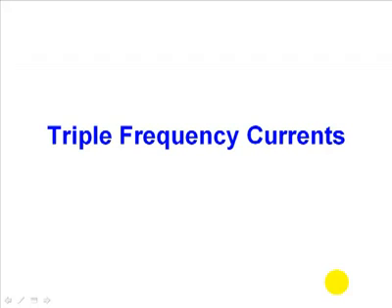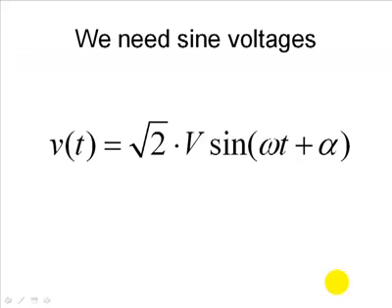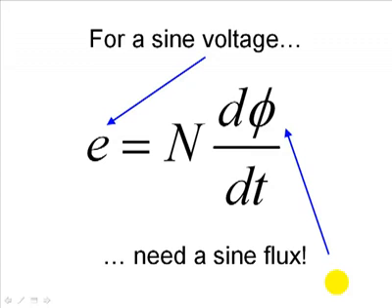Triple frequency currents in the power transformer. We want sinusoidal voltages in each one of the coils of a transformer. But that voltage will be induced in the coil by a flux according to Faraday's law. That means that if the induced voltage E is to be a sinusoidal function of time, the flux needs to be also a sinusoidal function of time.